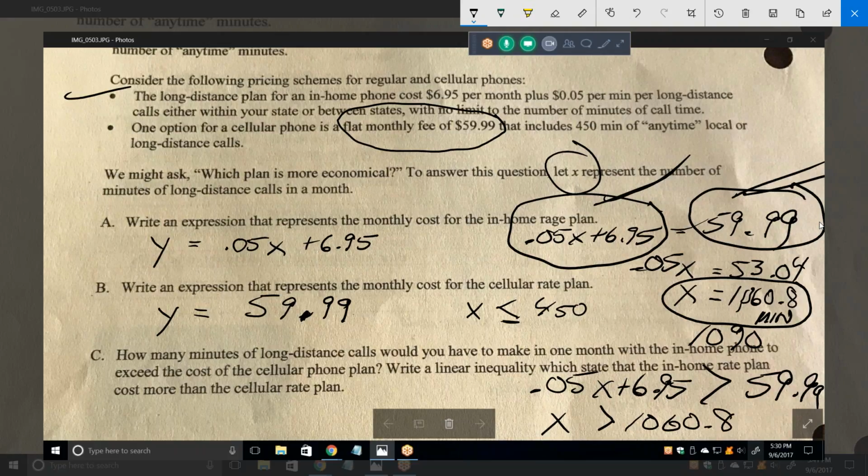1060.8. Now, they don't tell you here whether they round stuff off. In other words, maybe it's 1061. They really don't. And phone companies have been known to do it either way. You go 1 second into that next minute, and you get charged for the whole minute. But some have been known to time it in like 6 second increments. And they don't give us any information about that here. So I think we've done everything they wanted us to do.